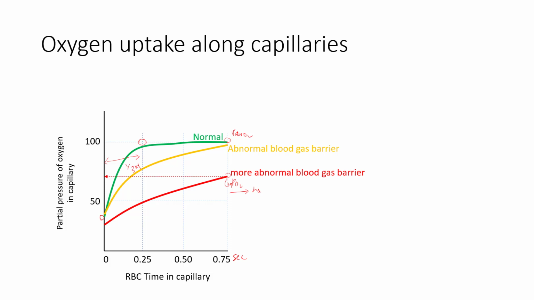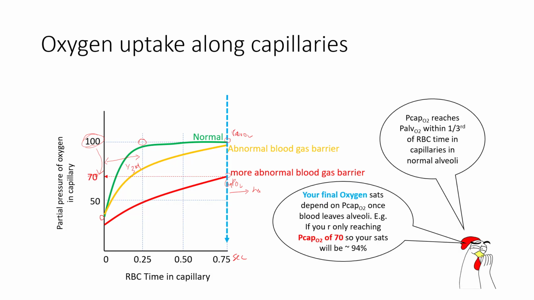In this case, the capillary O2 should be 100, but because of the problem with the blood gas barrier, the end capillary PO2 is around 70. So your arterial PO2 depends upon where the capillary PO2 was at the end of 0.75 second. During exercise, RBC time in the capillary is shortened, and thus if your blood gas barrier is abnormal, you will reach an even lower oxygenation point in your capillaries, and that will reduce the arterial PO2.